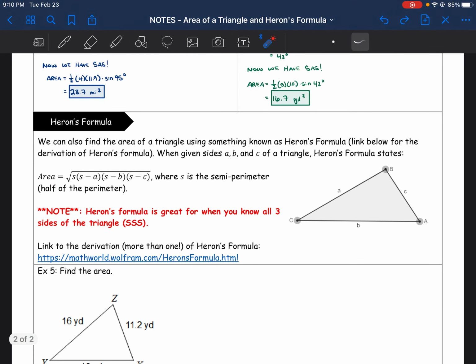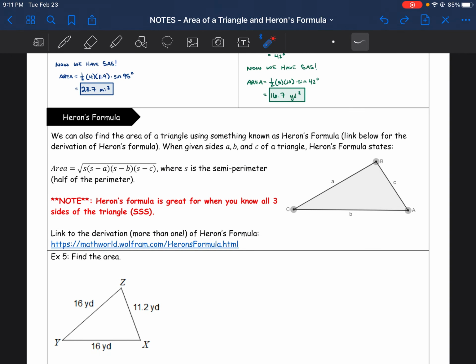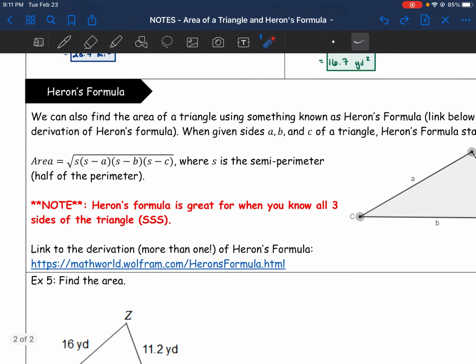So I'm not going to go through and derive Heron's Formula, but I have left a link right here. If you go to mathworld.wolfram.com, right here, you can actually see more than one proof or more than one derivation of Heron's Formula. But what it turns out is that when you have a triangle and you're given all 3 sides, or if you can find all 3 sides of the triangle, then you can actually use a special formula right here to calculate the area of that triangle.